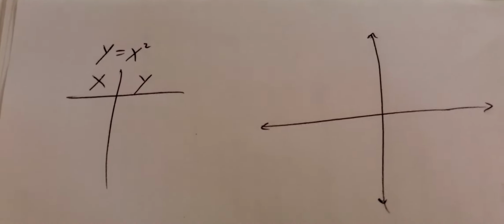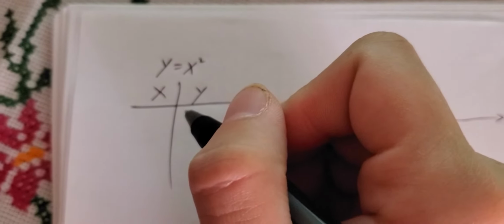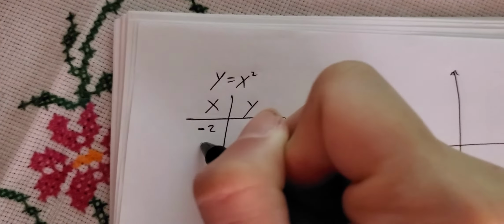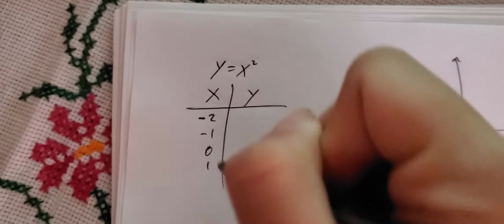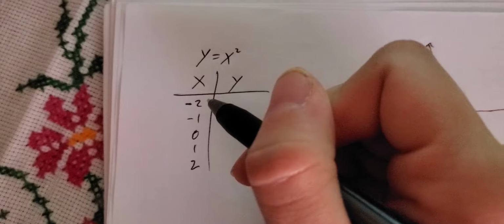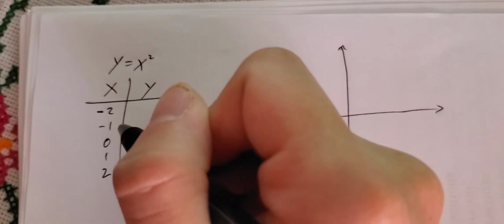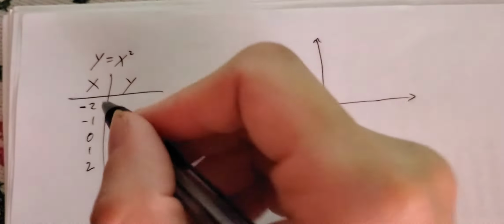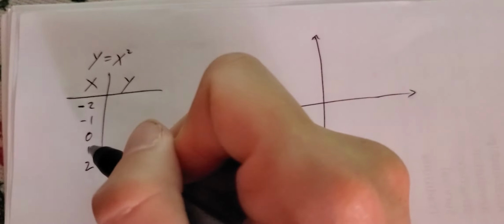So on my paper here, I have my t-chart already done. So let's start putting some values to find my points. So I like to usually choose -2, -1, 0, 1, 2. These are just random values, but I usually like to choose the negatives and then 0 in the middle and then 1, 2. Alright, so x is -2, -1, 0, 1, and 2.